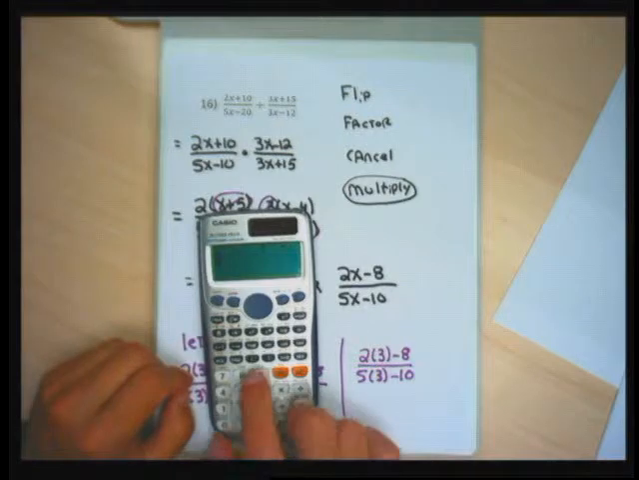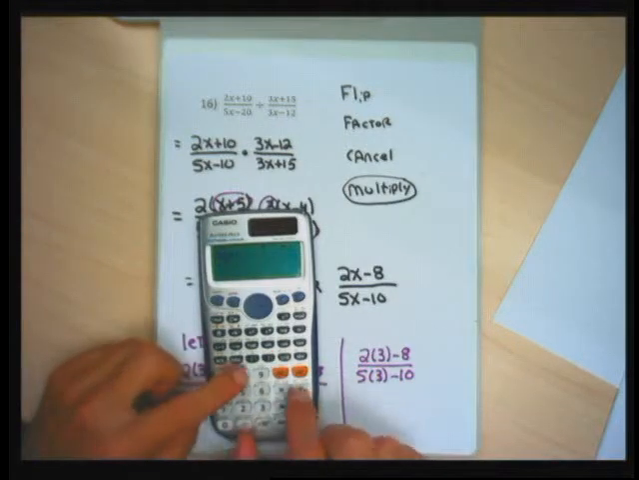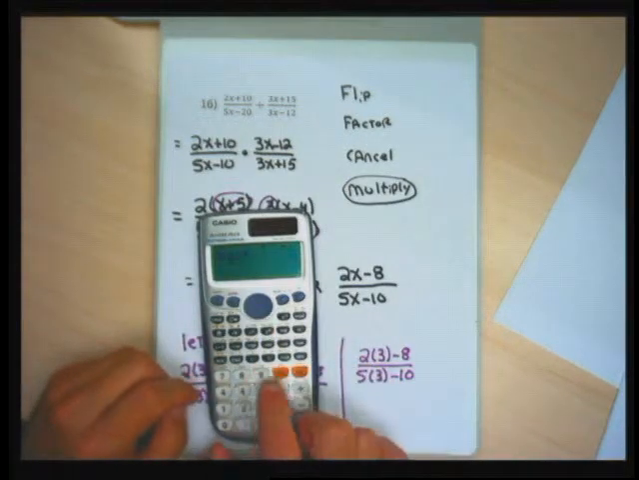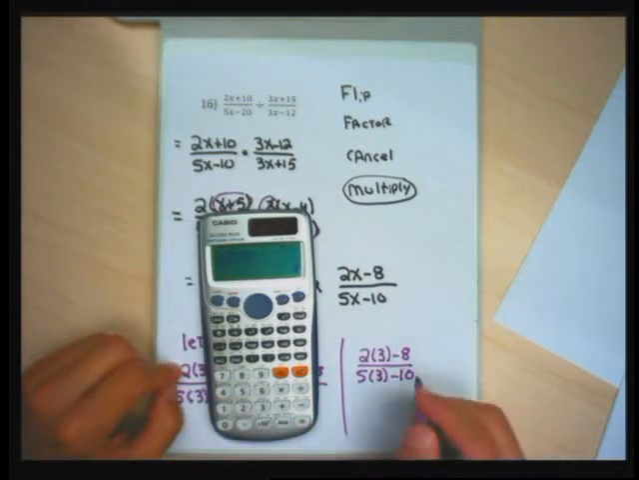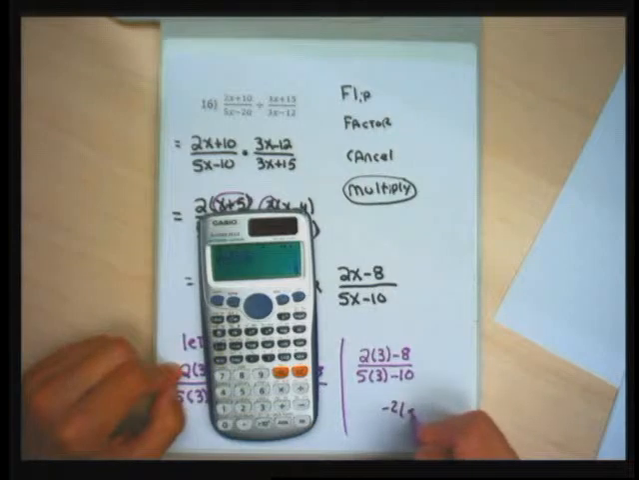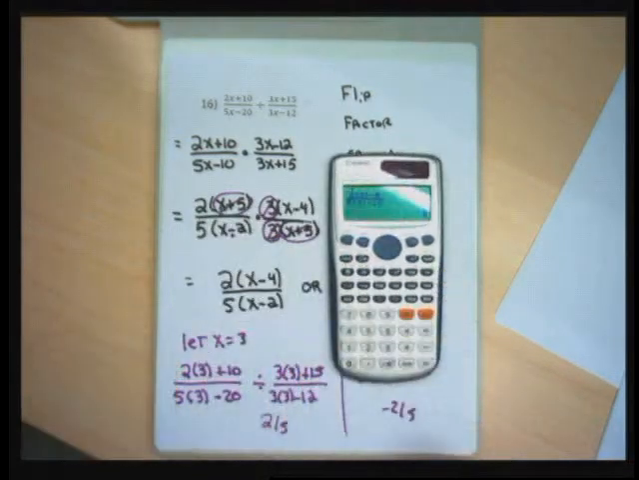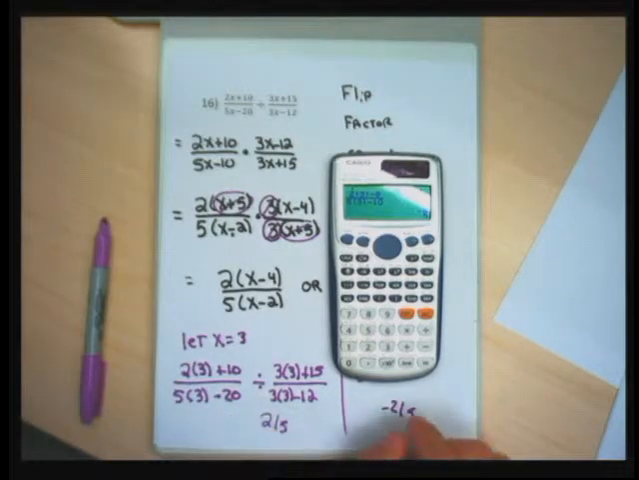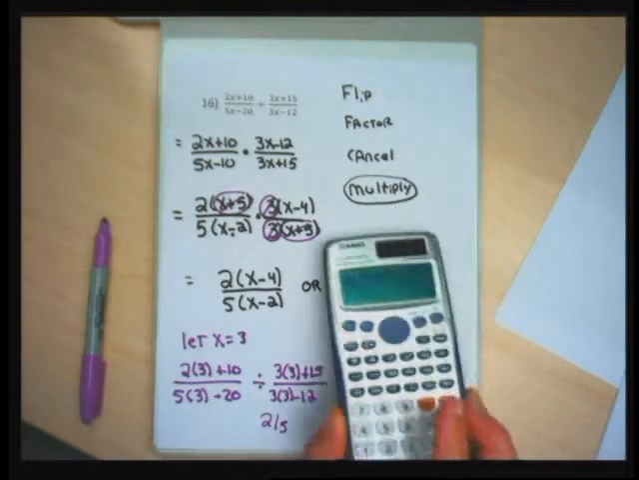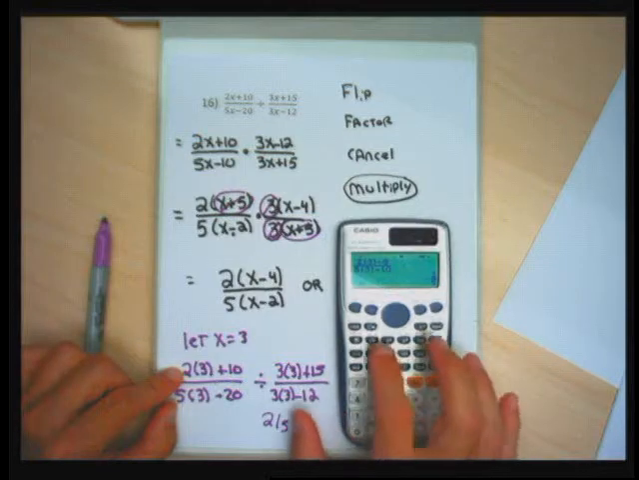Plugged 3 in. I'm going to go 2 times 3 minus 8 over 5 times 3 minus 10. And I get negative 2/5. That's disheartening because that's not the same. Now I'm not sure if I missed the negative sign or if I messed up. So let me redo this on my calculator before I start looking for errors.